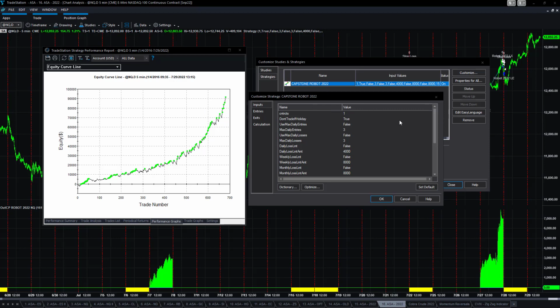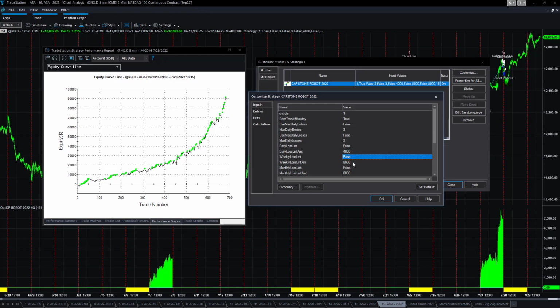We're going to go over the inputs first, and you can see contracts 1, don't trade on holiday, true. Max daily entries doesn't really apply. It only enters at 9:35 if the time is equal to 9:35 Eastern Standard Time. It will take a trade, so max daily entries doesn't really factor in. Max daily losses would not factor in either because it only takes one trade at that time of day. The daily loss limit would not really factor in either because you're only taking one trade a day, and the stop loss would be the only thing that matters.